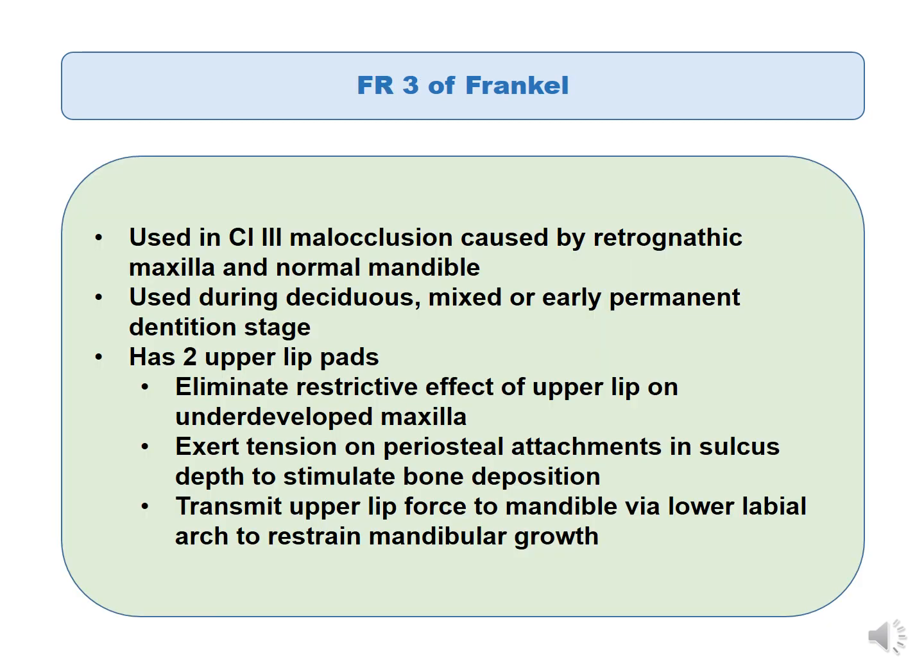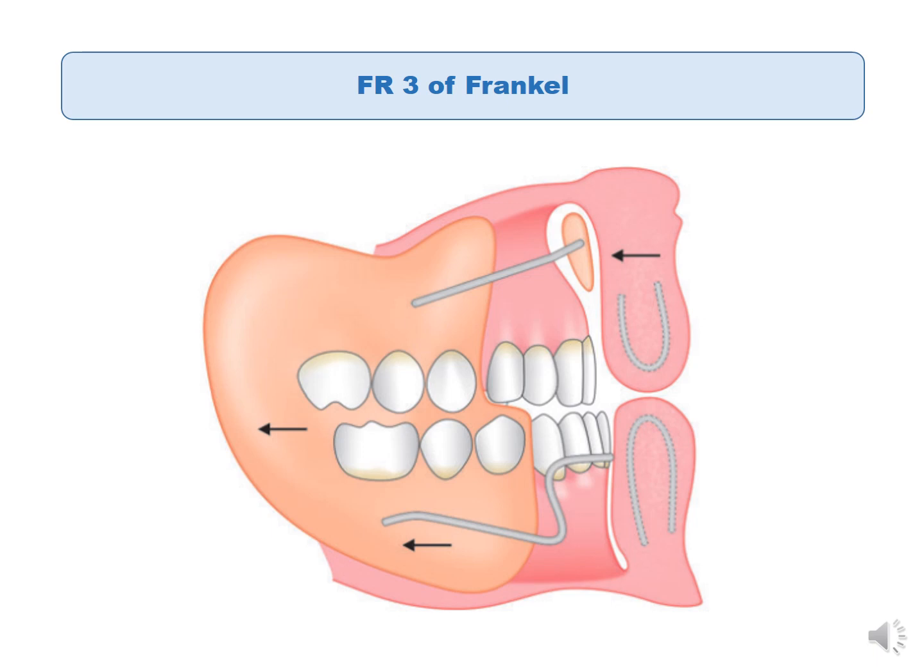The FR3 of Frankel is used in class 3 malocclusion caused by a retrognathic maxilla and a normal mandible. It can be used during the deciduous, mixed, or early permanent dentition stage. It has two upper lip pads which eliminate the restrictive effect of the low upper lip on an underdeveloped maxilla, and exert tension on periosteal attachments in the sulcus depth to stimulate bone deposition. It transmits upper lip force to the mandible via the lower labial arch to restrain mandibular growth. Here you can see a diagram of the FR3. In the FR2 the lip pad is in the lower arch, whereas in the FR3 it is reversed, with the lip pad in the upper arch.